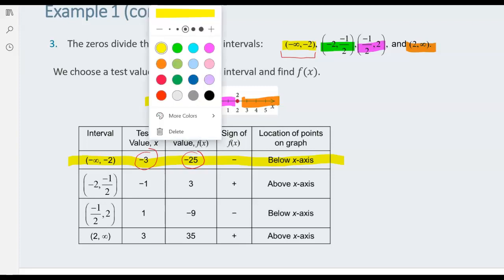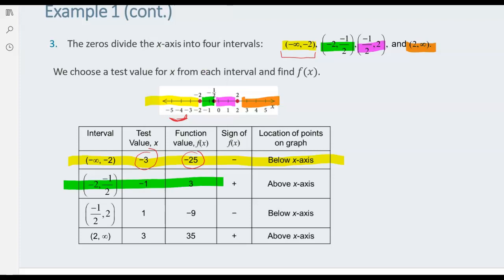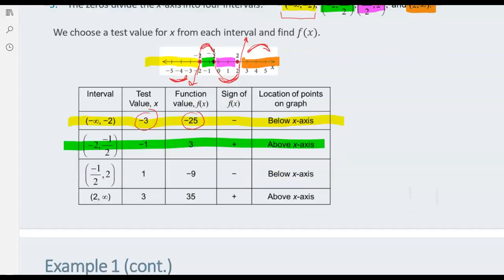Following that same strategy for the next section, we plug in a value that's in between -2 and -0.5. They plugged in -1, and they got a positive value. So there the graph is going to be above the x-axis. Continuing, we're going to be below here, and then we're going to be above here, right? I'm just getting a general idea of what's happening with the graph, and so I think, well, this kind of makes sense if I connect these together, and that matches also with that end behavior idea that I had.